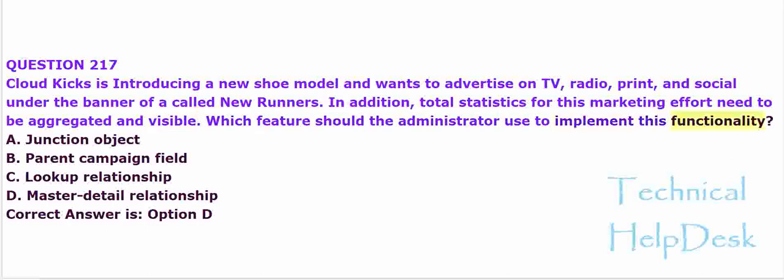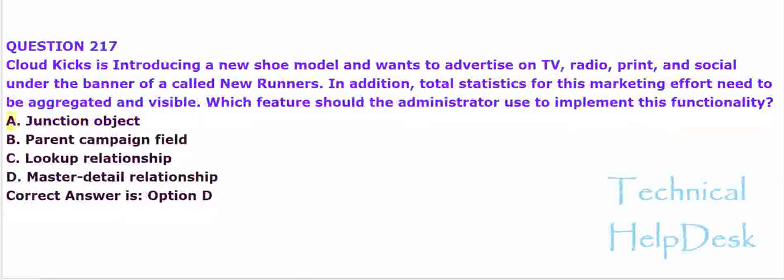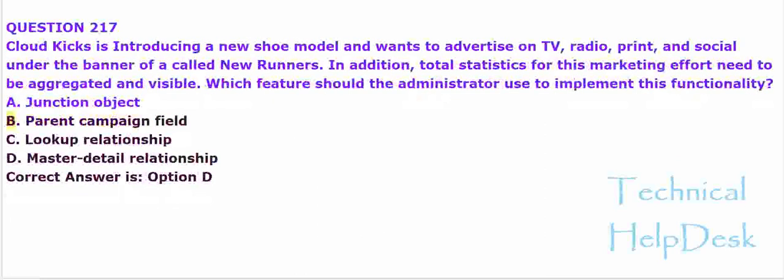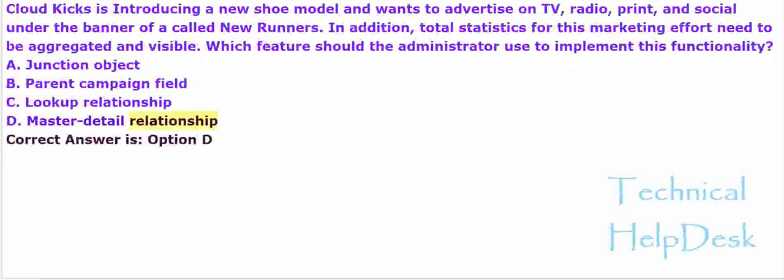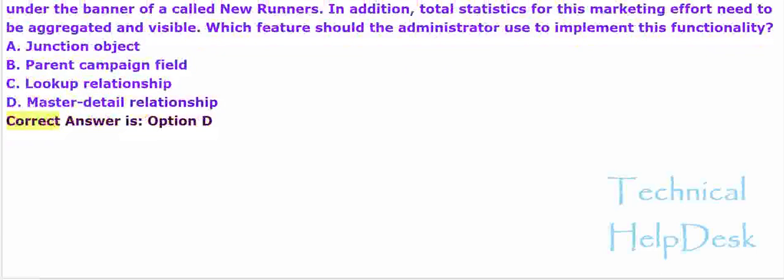A. Junction object. B. Parent campaign field. C. Lookup relationship. D. Master detail relationship. Correct answer is option D.